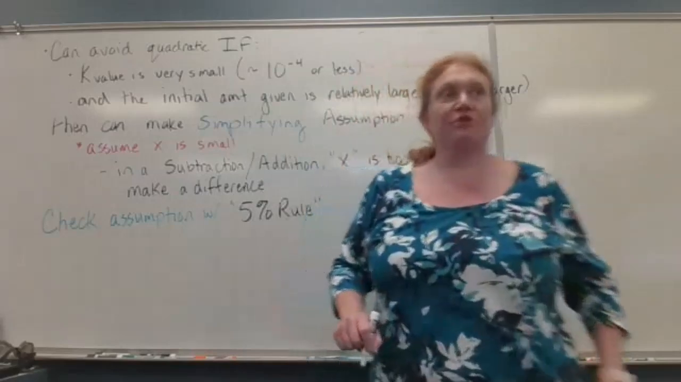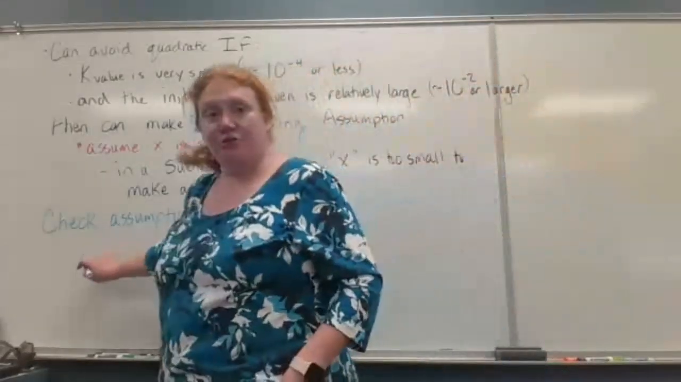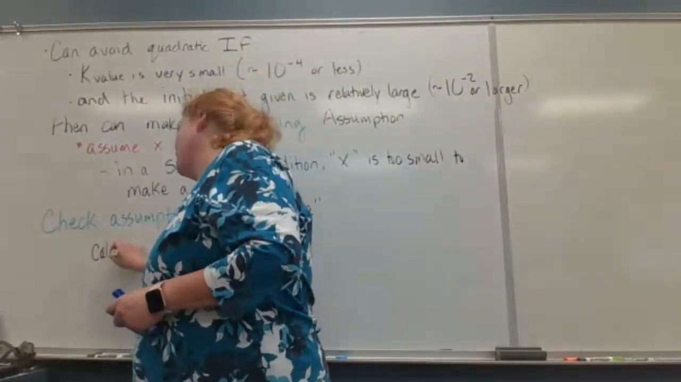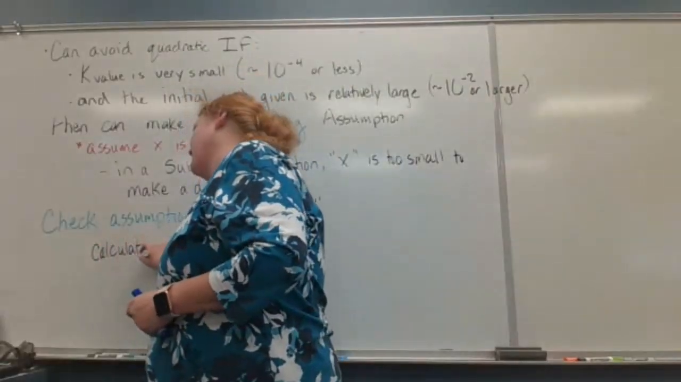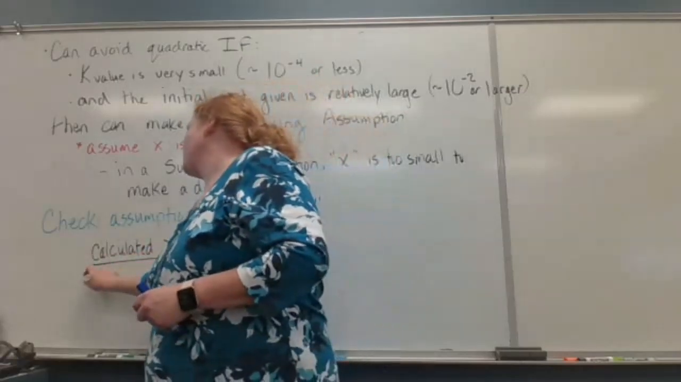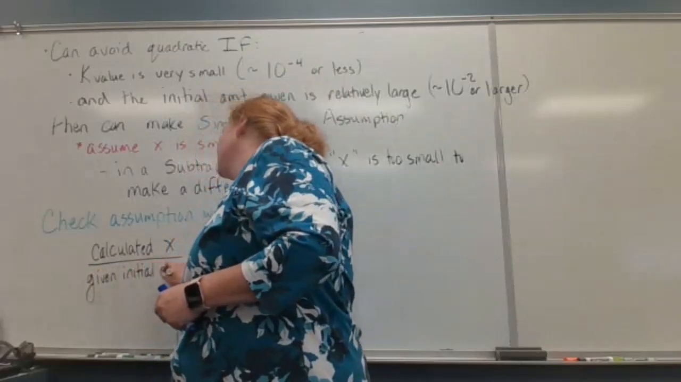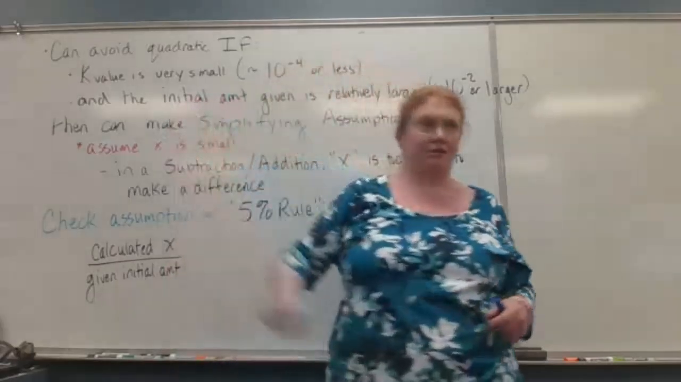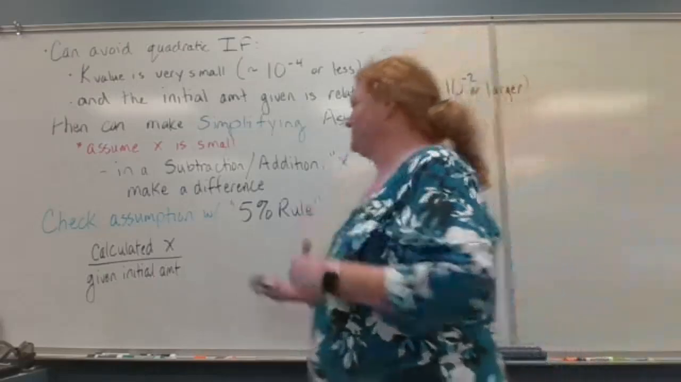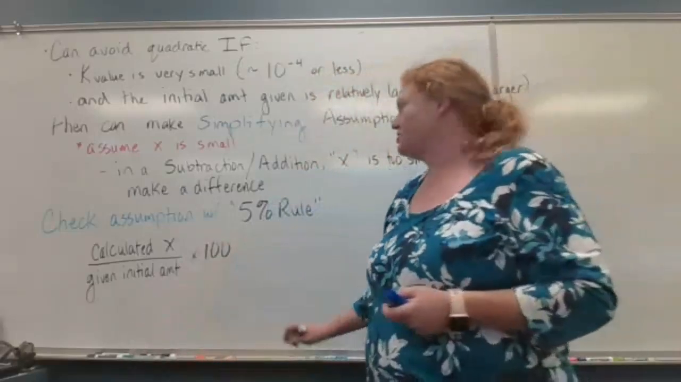Okay. You should check yourself whenever you do the x is small assumption. What you do is after you solve for x, take that calculated value of x that you found, and divide that by your given initial amount, right? You're given an initial amount in the problem, divide it. And then you can multiply it by 100, turn it into a percentage.